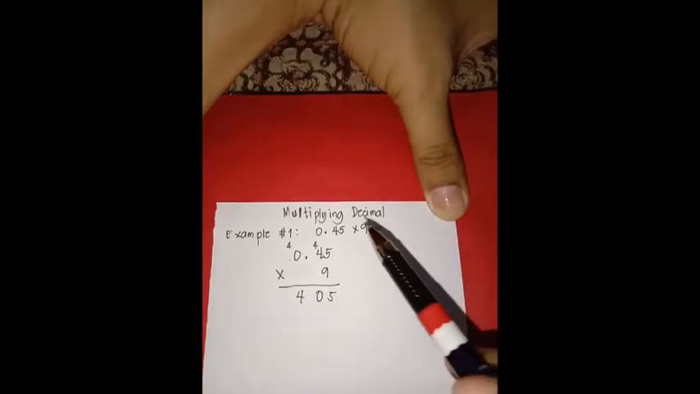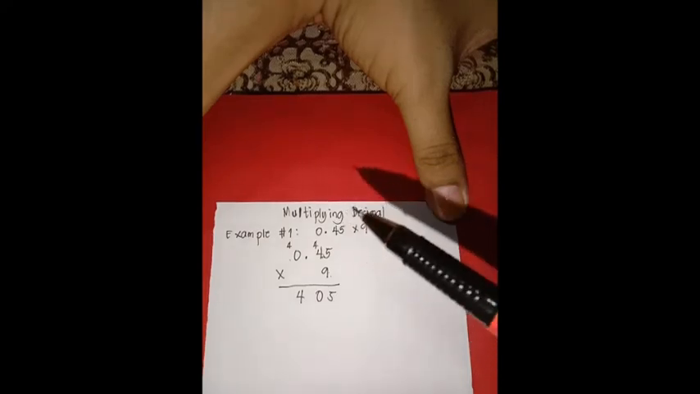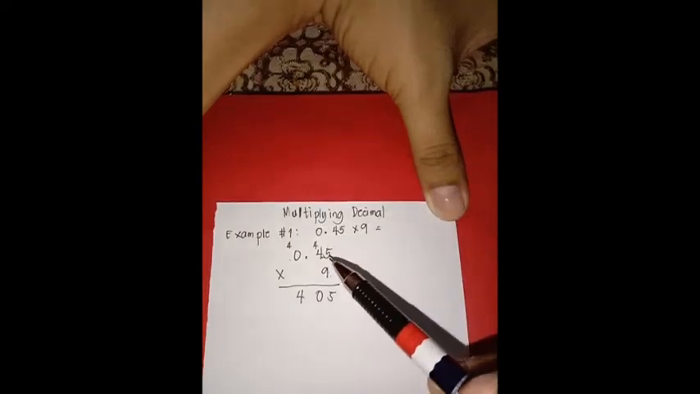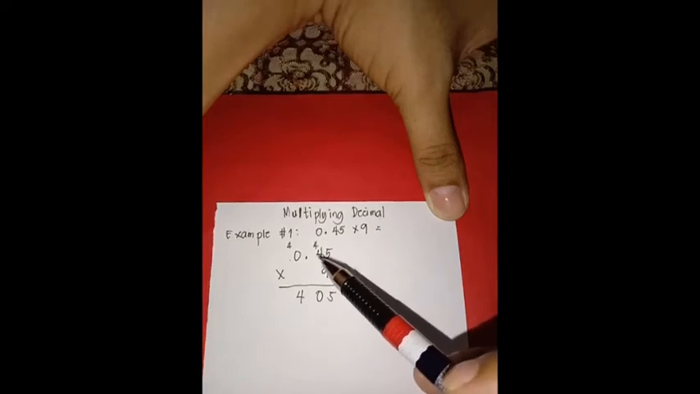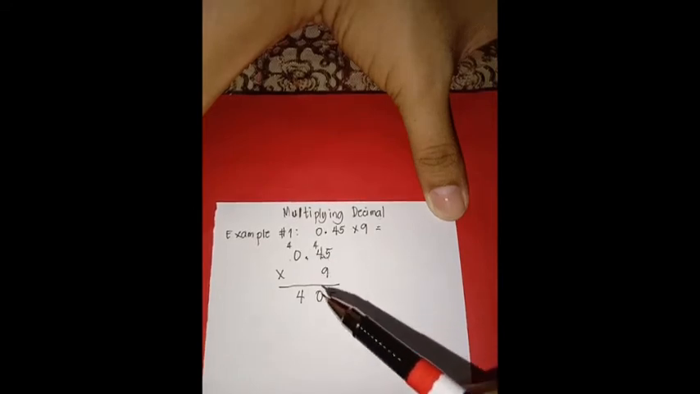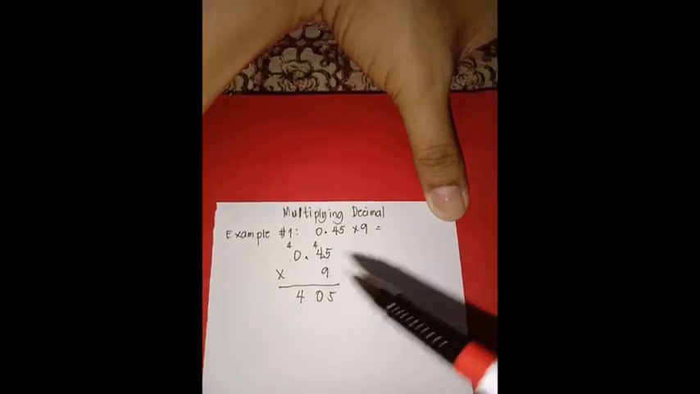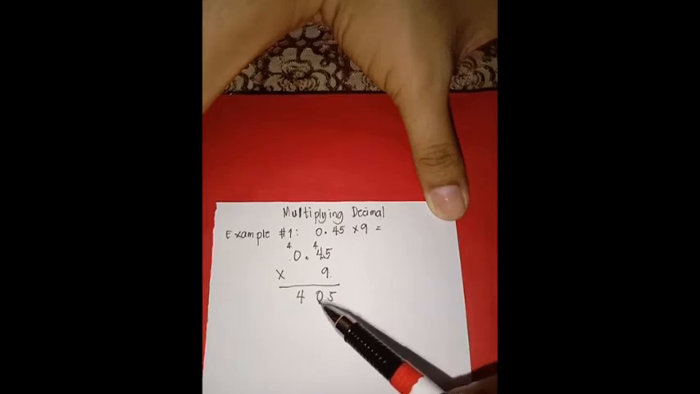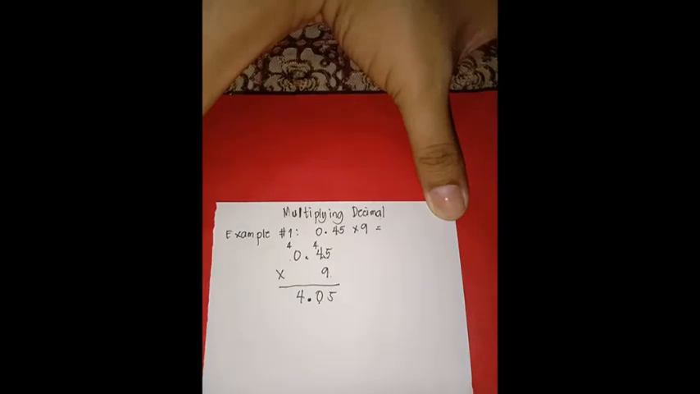But since decimal tayo, therefore, maglalagay tayo ng decimal point. Okay. So, paano natin ilalagay yung decimal point? Simply count the decimal places. So, we have here 1 and 2 and then meron siyang decimal point. So, therefore, magka-count din tayo sa ating product ng 1 and 2 and then write decimal point. So, yon. Example number 1.